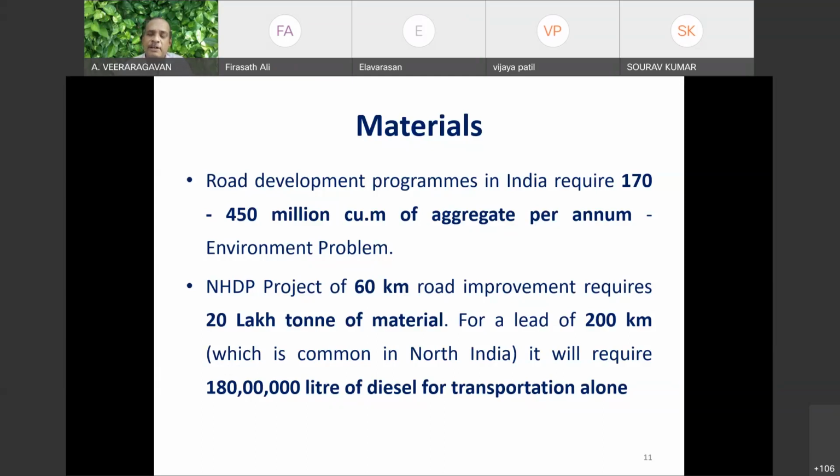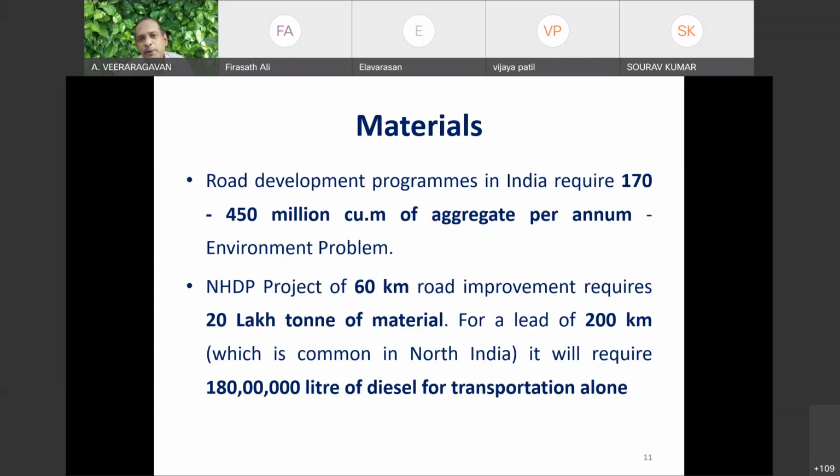So how to make it? We'll talk about how to make the locally available material suitable for construction. That is a challenge before us. I always enjoy taking up these challenges and finding a solution. There's nothing that is impossible. We should make it possible. We are all civil engineers only for that. Not to say that this material is not suitable, we cannot use. No. How to make the material suitable? You tell that. That is engineering.